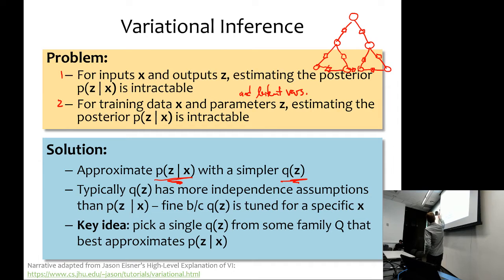But I want you to have problem two in the back of your mind so that you realize just how general and powerful this method is.